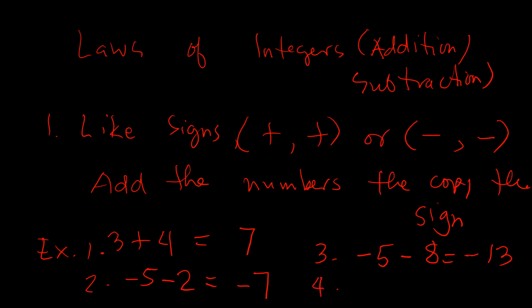Example number 4. We have here 5 plus 1. So these numbers are both positive. So we are going to add 5 and 1. That gives us 6. Again, it is optional to write the plus sign, or we can leave it as is.